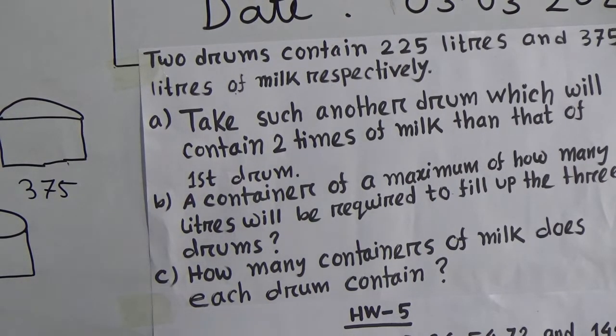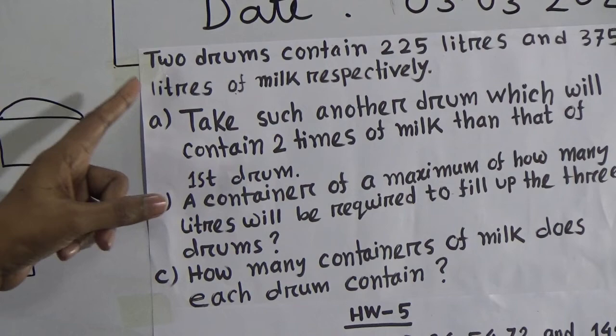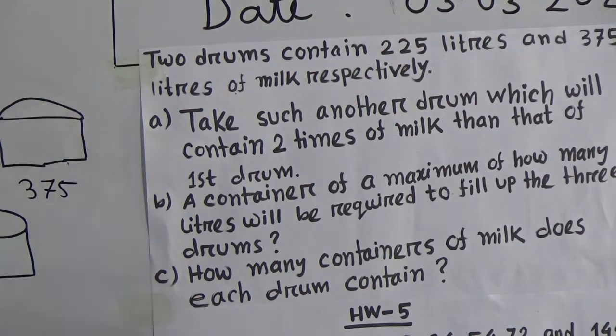Student, if you select a 1 liter container, then you can easily fill up these 3 drums. But our question is, you have to select a maximum liters of container so that you can fill up the 3 drums. Okay, student, I hope you understood the question. Now let us solve. At first, I will solve question number A.